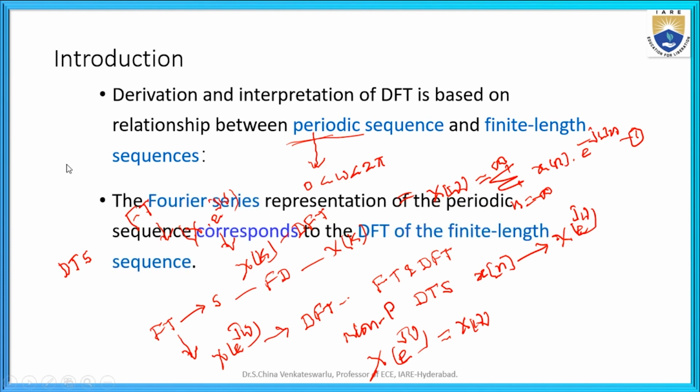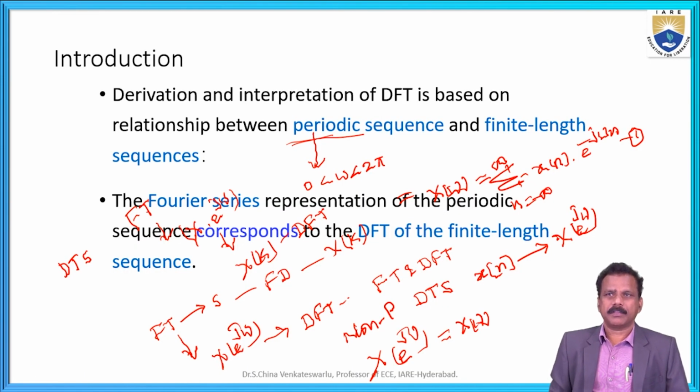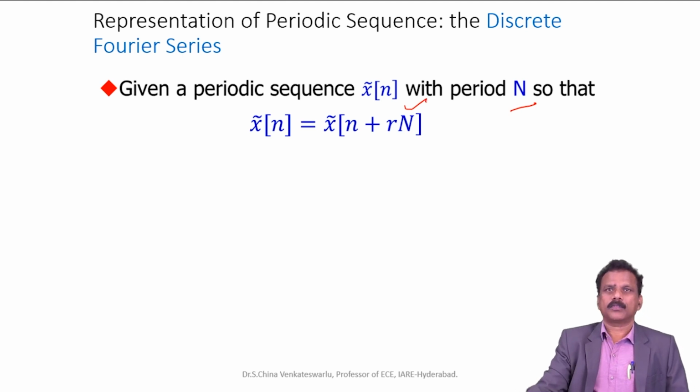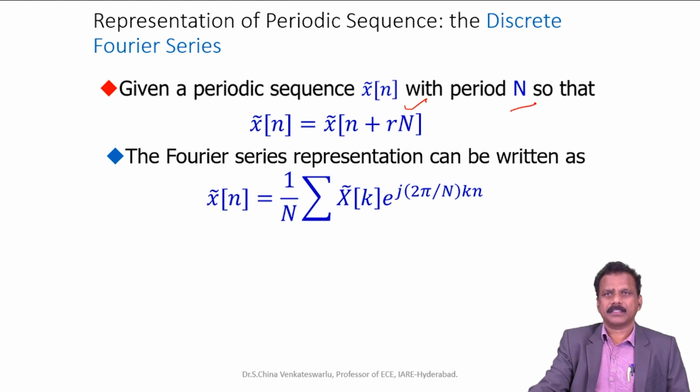Next, the Fourier series representation of a periodic sequence corresponds to the discrete time Fourier transform of the finite length sequence. How does the discrete Fourier series appear? Given a periodic sequence x tilde of n with period N, so that x tilde of n is equal to x tilde of n plus rN. The Fourier series representation can be written as x tilde of n equal to 1 by capital N, the summation of x tilde of k into e power j 2 pi by N into k n, which is the twiddle factor.